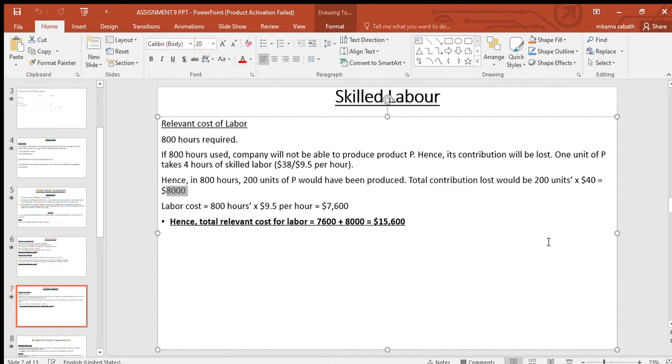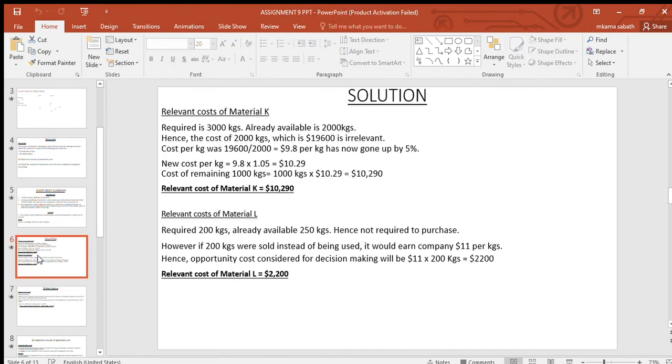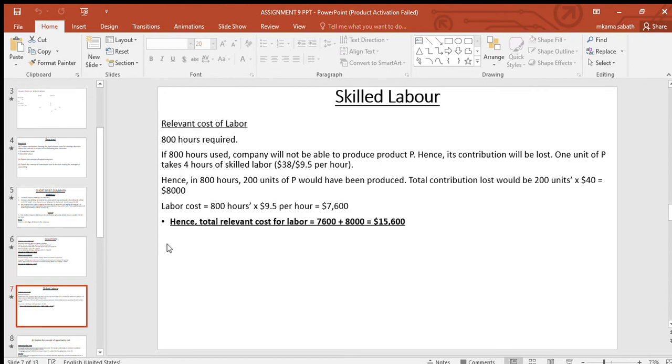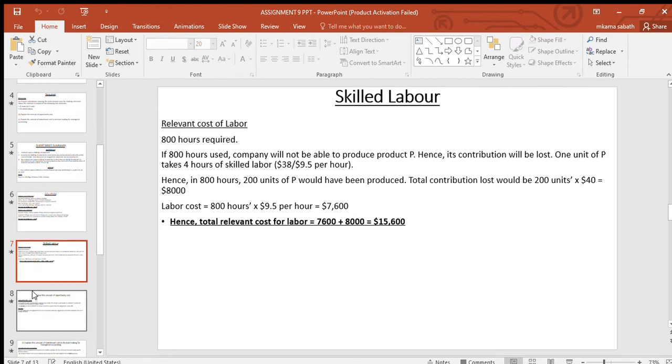So we're going to find three things: relative cost of K, relative cost of L, and also relative cost of labor, 15,600. We form them here. So we are supposed to find three things. As you can see, the first question has three parts. This is the first part. We're done looking for the relative cost of each given cost, material K, material L. We found them. Now moving to the next part.